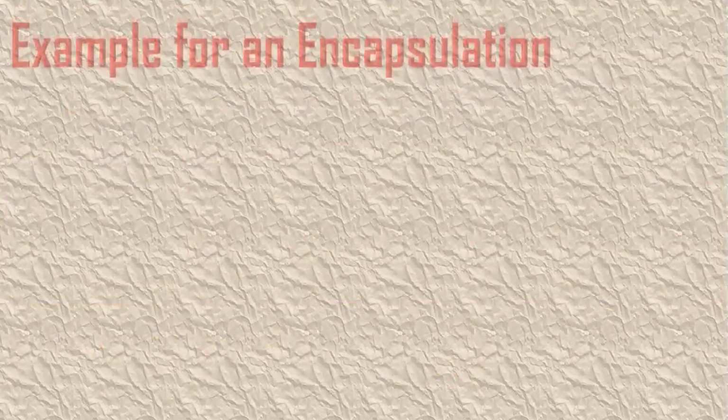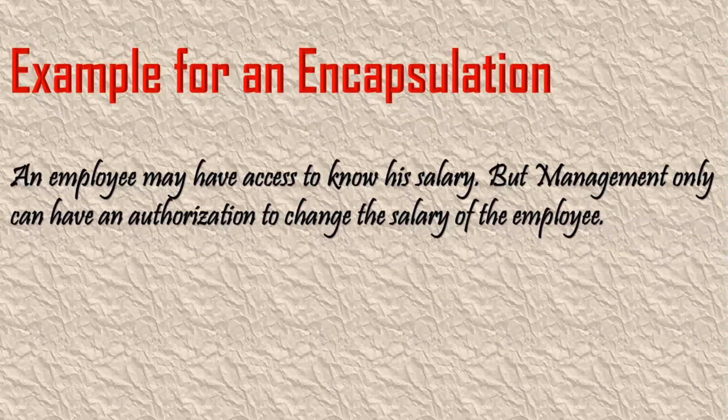If we need an example for encapsulation, we can consider this. An employee may have access to know his salary, but he cannot change the salary. Only management can have the authorization to change the salary of that employee. So where the method display is there, it may have the public access specifier so that any one of the employees can see the salary part. But access to data members and functions cannot be given as public, it can be private, so that management only will have the authorization to change the salary of that employee.